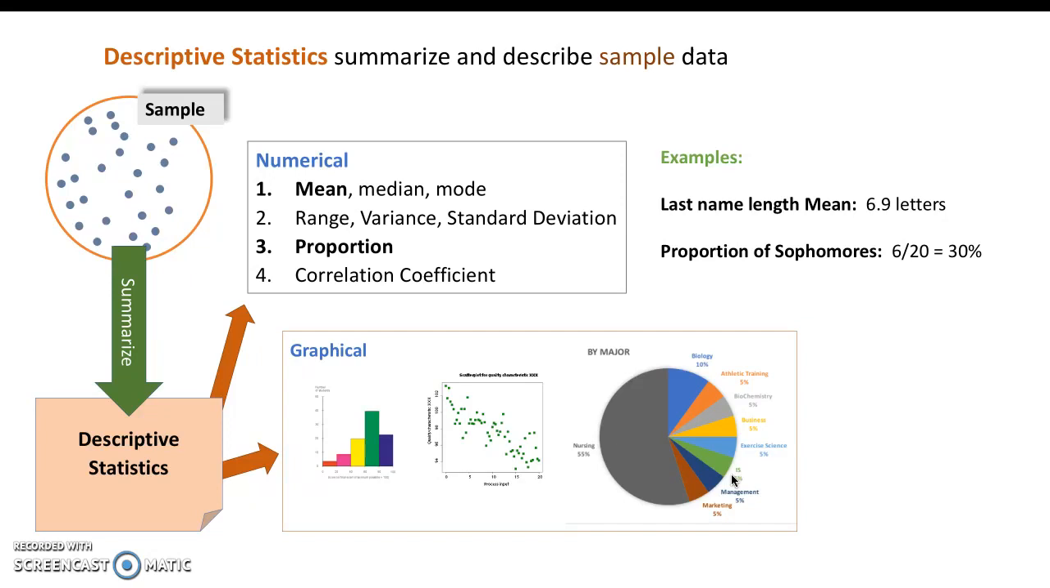And then there's graphical descriptive statistics, things that are pictures that give us an idea of what the data looks like. Okay, so the first one, that would be a histogram. The second one is a scatter chart. And then that third one is a pie chart. And we can have graphical and numeric descriptive statistics that describe both qualitative and quantitative data.